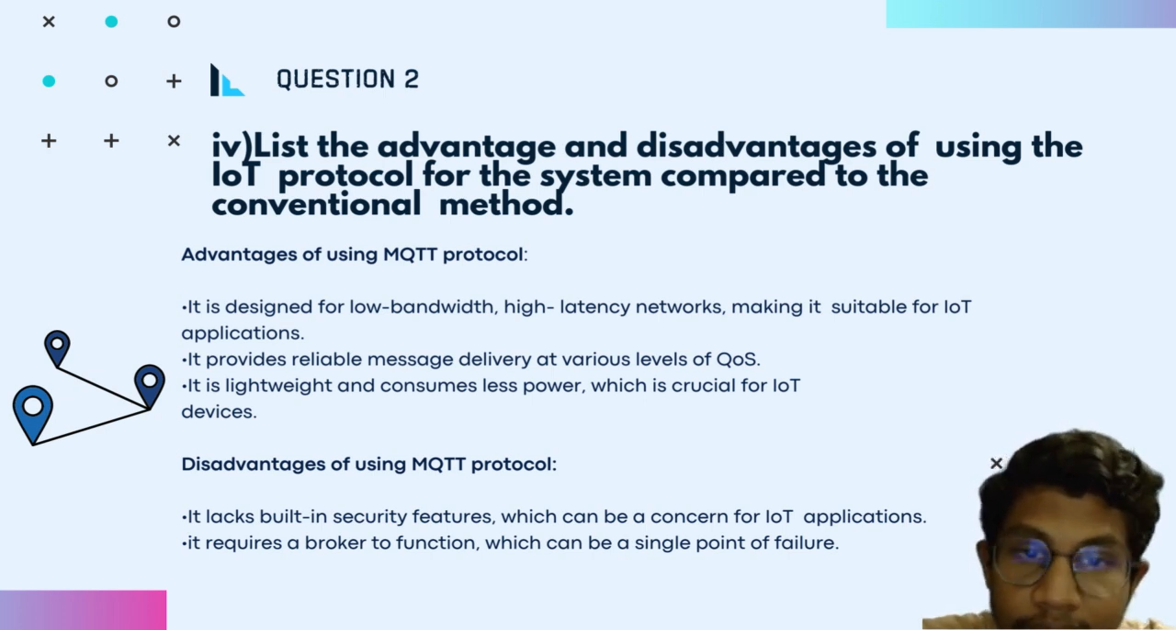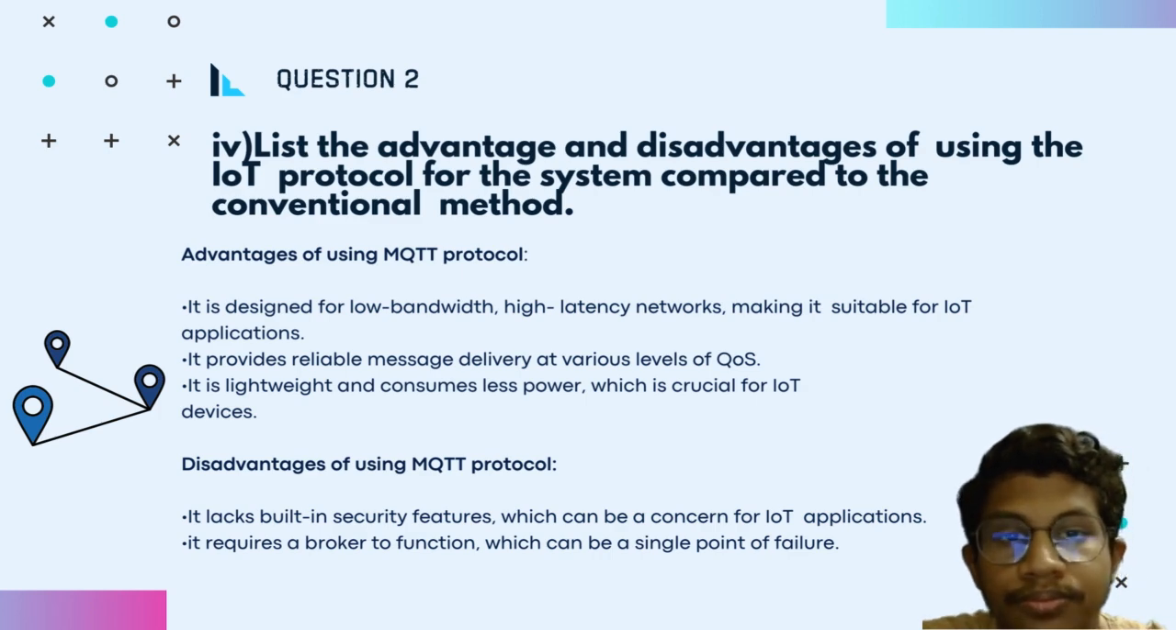There are also some disadvantages of using MQTT protocol. The first disadvantage is it lacks built-in security features, which can be a concern for IoT applications. The second disadvantage is it requires a broker to function, which can be a single point of failure.